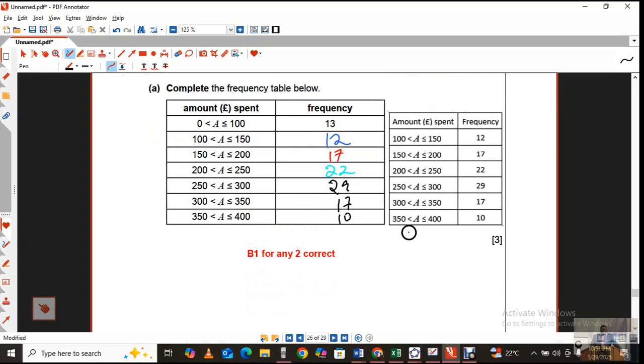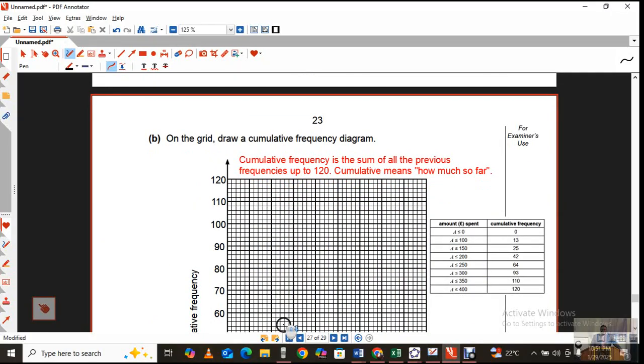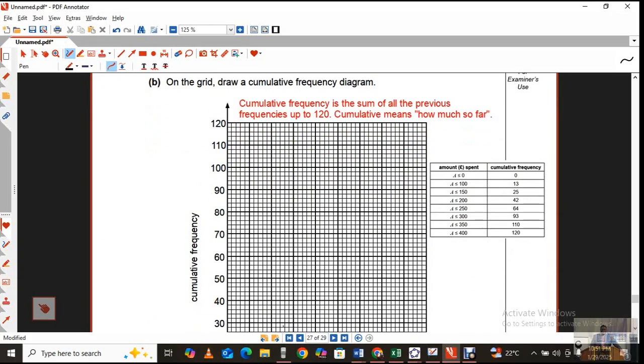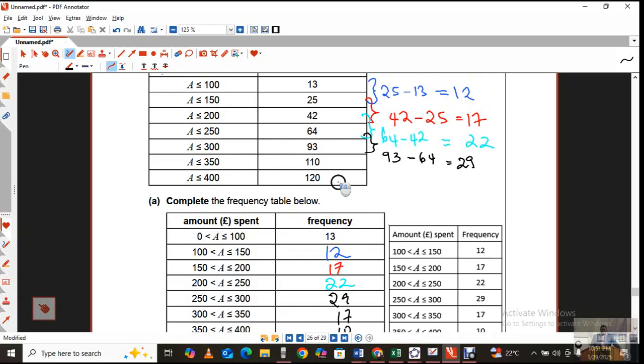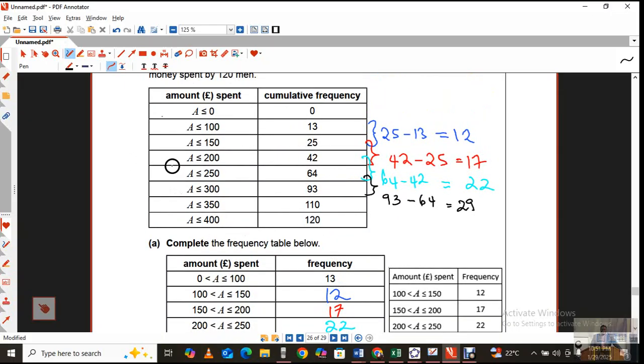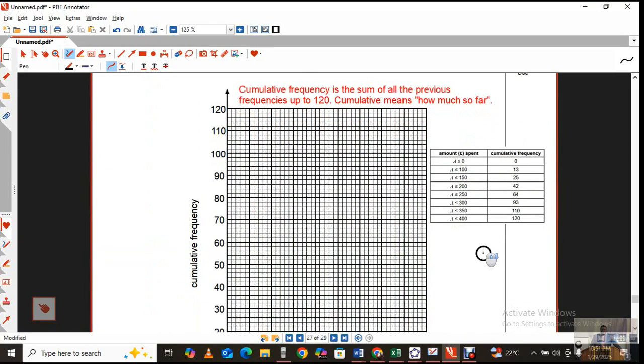Right. This frequency table is very important. We're going to use it again on a later part. On the grid, draw a cumulative frequency diagram. So I brought that table, the cumulative frequency table, this one. I brought it here and I put it next to it, because that is the table that we're going to use to draw this graph.